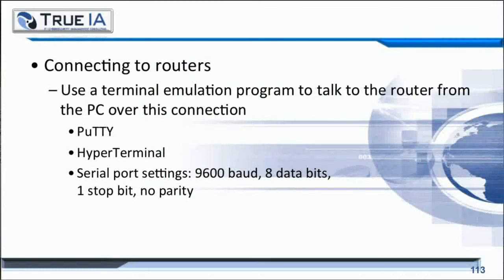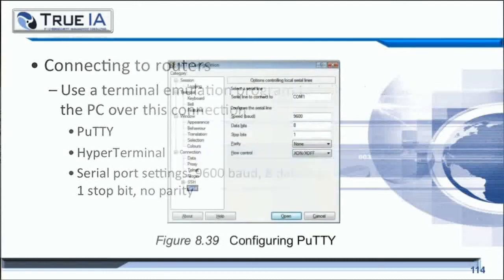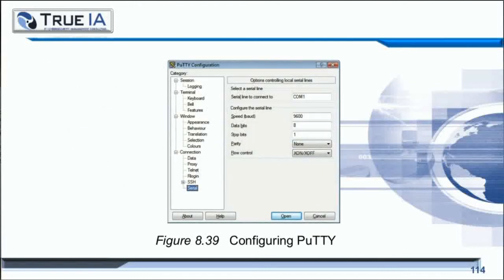Next, you'll need to use some sort of terminal emulation program. The most popular would be PuTTY. However, you can do this through HyperTerminal. You'll need to configure the serial port settings. It is somewhat specific. You'll need to set them at 9600 baud, 8 data bits, and 1 stop bit with no parity. Here's a look at a configuration in PuTTY.